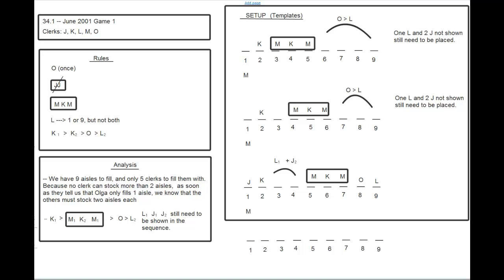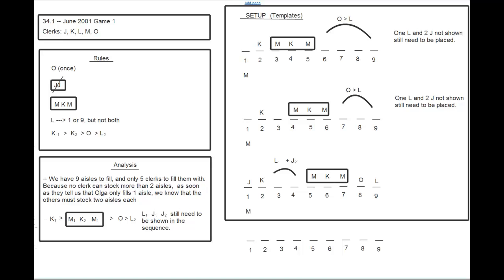Okay, so who can never be on 3? Well, if we look at our templates, K is never on 3, and O is never on 3. So K and O should not be on the list, but it looks like everyone else should be on the list, which means the list should be J, L, and M.